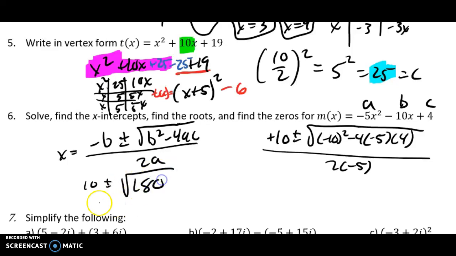If you're wondering what I did there, I put it in the calculator. So again, in the calculator I wrote parenthesis negative 10 parenthesis squared minus 4 parenthesis negative 5 parenthesis parenthesis 4 parenthesis close parenthesis enter, and it's 180. Sweet. And then we're going to simplify 180.